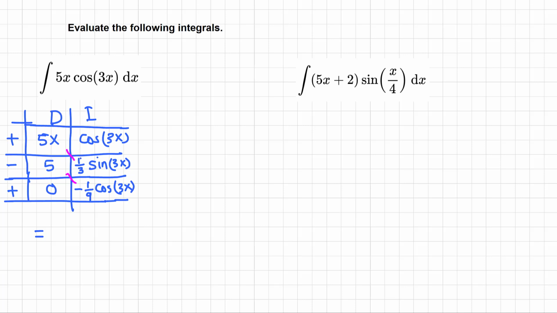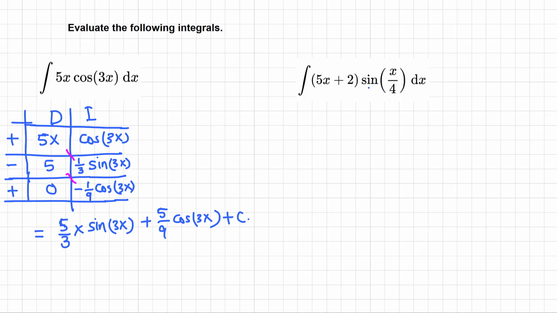So this integral is, we multiply these two, and 0 means we don't have to anymore. So positive 5x times 1/3 sine 3x. Let me put the numbers first: 5/3 x sine 3x. That's the first term. Minus 5 times this factor, so minus 5, minus means minus plus, 5 times 1/9, we can write 5/9 cosine 3x. And 0 times, you don't have to do it. This is it, plus C.